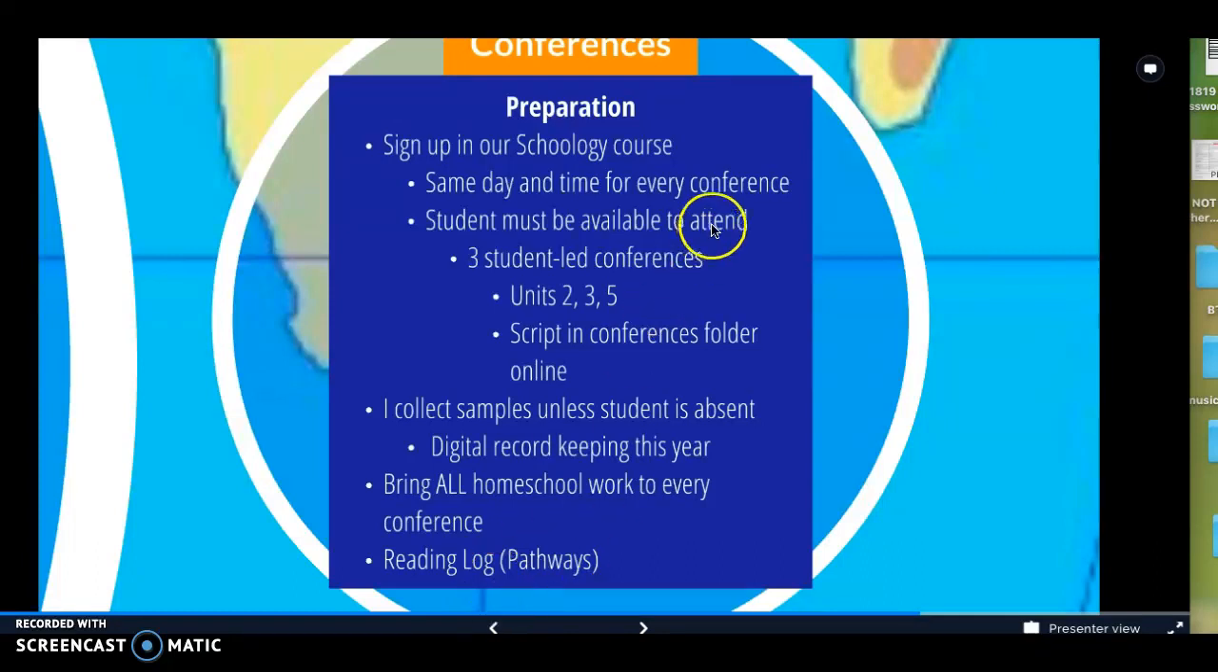For conferences, please make sure, if you have not already, that you sign up in our Schoology course. It's the same day and time for every conference of the week. Your student must be available to attend. They will not necessarily attend all 6. That's up to you. They can if you want them to, but absolutely they need to attend the 3 student-led conferences, which is new this year, units 2, 3, and 5. There's a script in the conferences folder online that they will need to prepare for those particular unit conferences. I collect samples unless the student is absent, so you don't need to worry about that. But you do need to make sure that you bring all your homeschool work to every conference and the reading log.